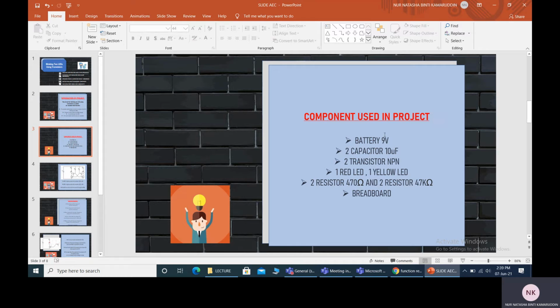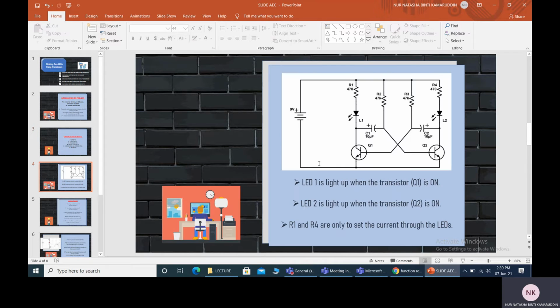Then, the 9V battery is for the power supply. The LED is for our result, and the breadboard is the function to put all the components. Then, this is the example for our project, which is LED 1. This lights up when the transistor Q1 is on, or LED 2 lights up when the transistor Q2 is on. R1 and R4 are only to set the current through the LEDs.